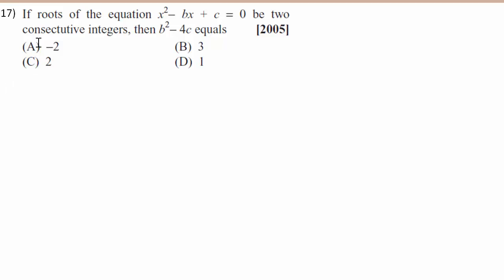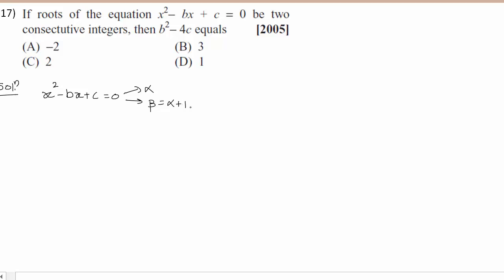Question number 17 says if roots of the equation x square minus bx plus c equal to 0 be two consecutive integers, then b square minus 4c equals. So roots are two consecutive integers. This is the key statement. So for this x square minus bx plus c equal to 0, we can assume roots as alpha and beta, where beta can be next root, that is consecutive integer, that is alpha plus 1. Okay, so beta is equal to alpha plus 1.